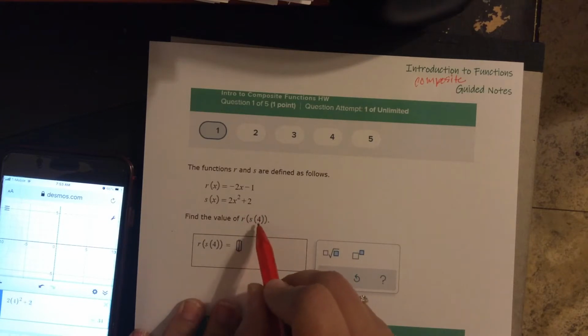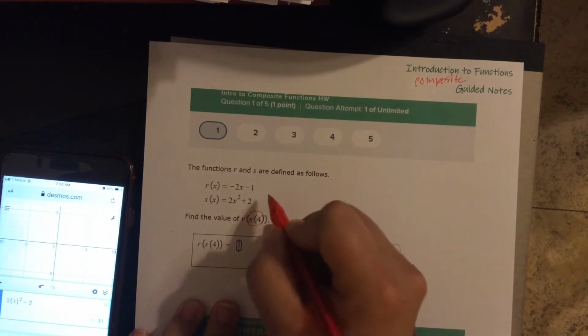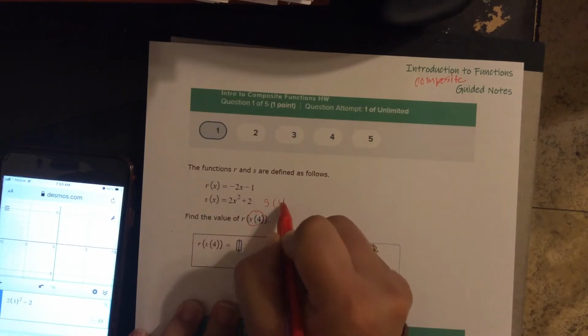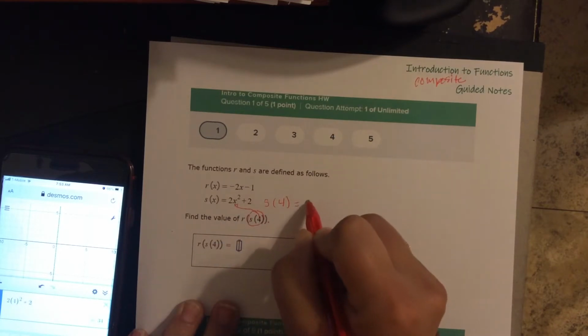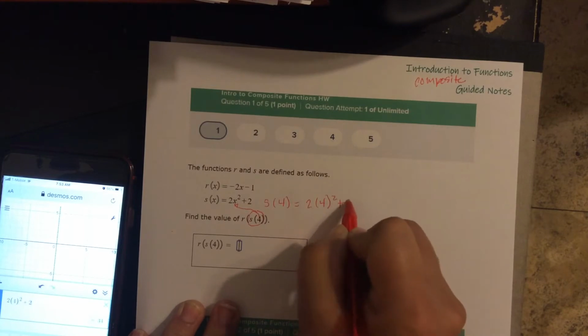So what does this notation mean? This means that I have to calculate this first. So I'm going to use this function to find S of 4. That means I'm going to put that 4 into that x. So it's going to be 2 times 4 squared plus 2.